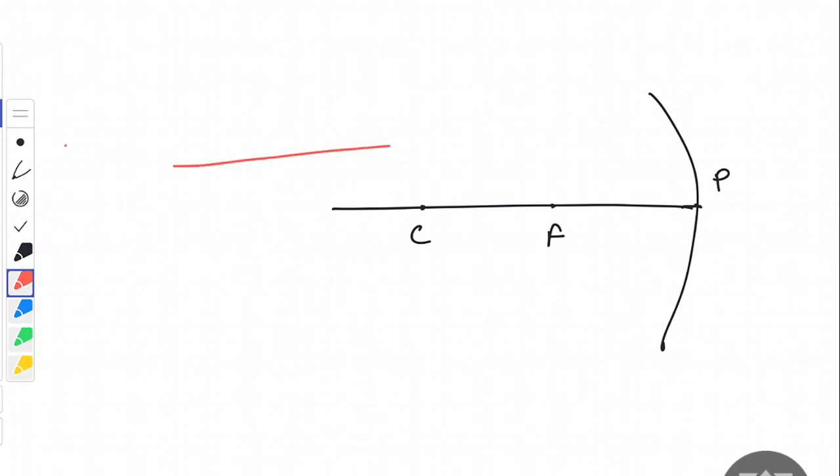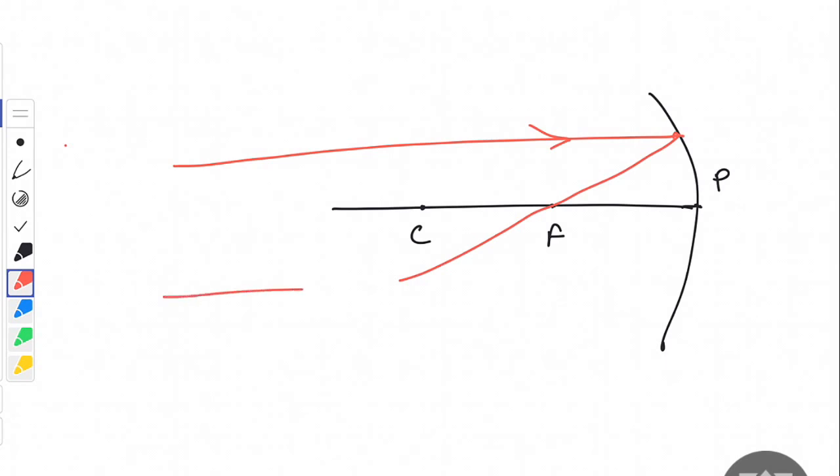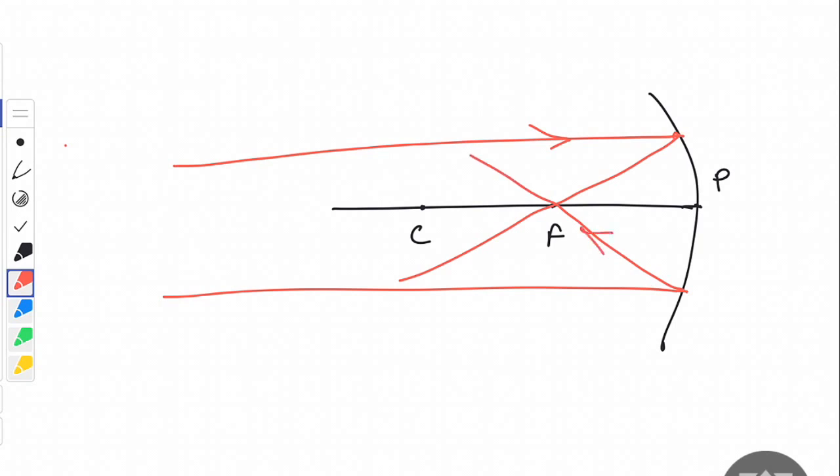So it's sending one ray which comes like this, parallel to the principal axis. What will happen? It will go through the focus. It sends another ray like this. What happens to that one? That also will go through the focus. Which means all the rays that are coming in are going to meet at the focus.